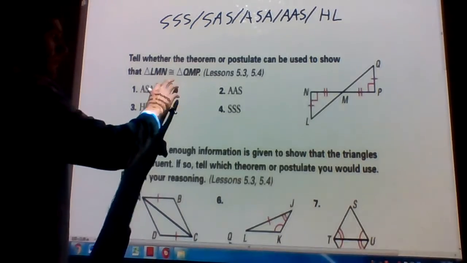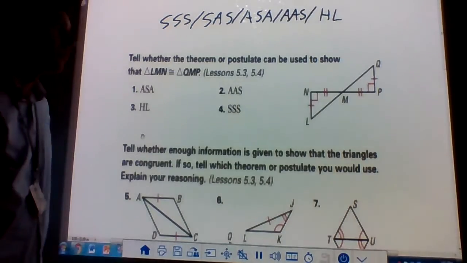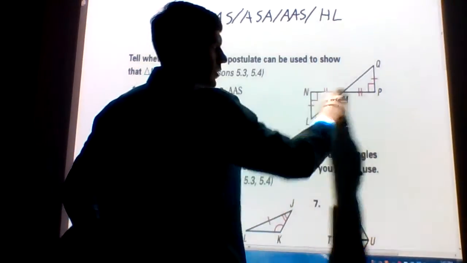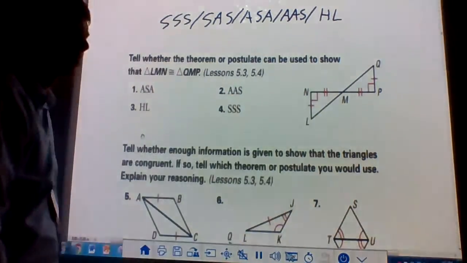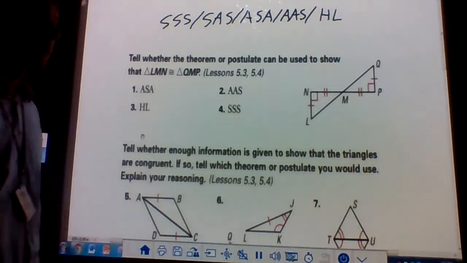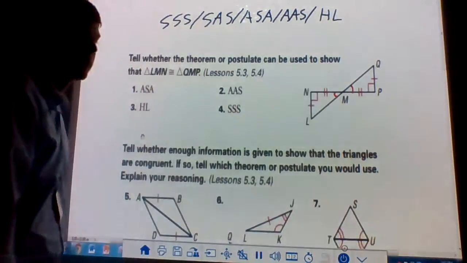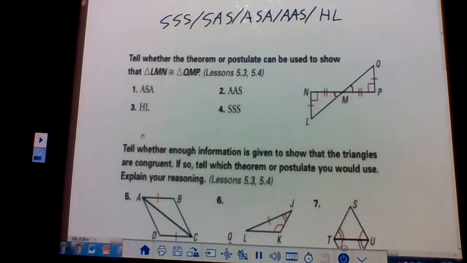Okay. So question 1 through 4, it's asking us to tell whether the theorem or postulate can be used to show that triangle LMN is congruent to triangle QMP. So they're giving us 2 pair of congruent sides, and they're also giving us that angle N and angle P are right angles, so we know those are congruent by the right angle theorem. If we go down our list of things to look for, we have vertical angles. We know vertical angles are always congruent, so we can fill that in.